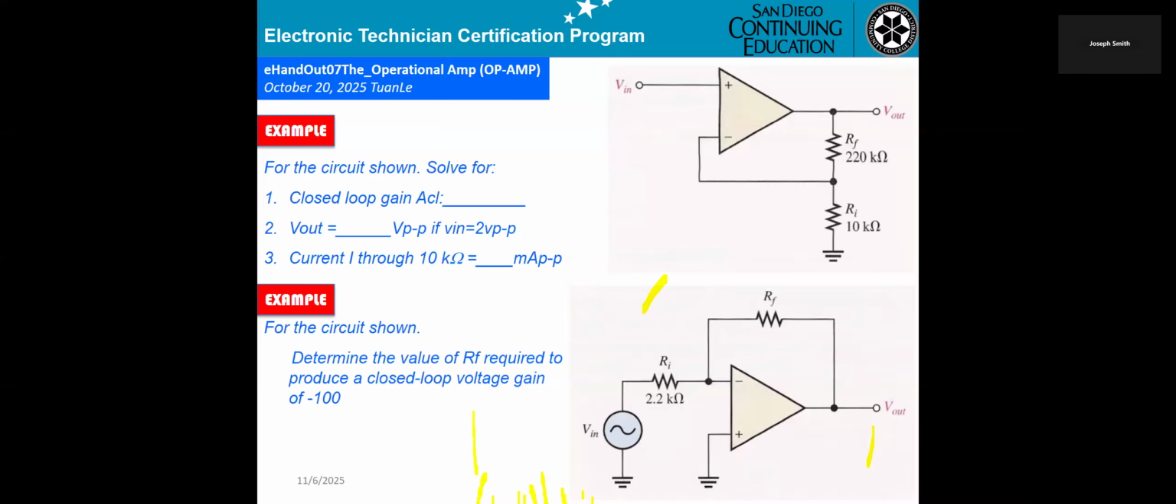Okay. Yeah, for instance, Mr. Pham, take the one on top where it's 220K ohms and 10K. You just build it just like that, put a voltage at the Vin, and then take the measurements, and you can find out that way. Do you agree? Yeah. Okay, thank you.